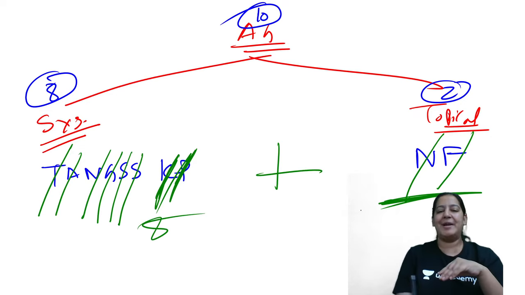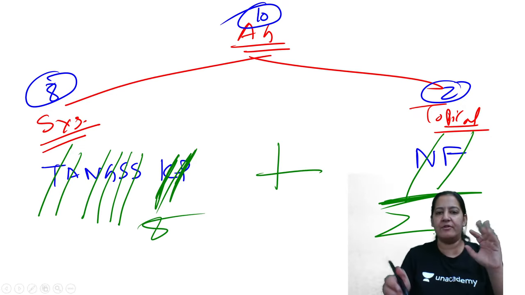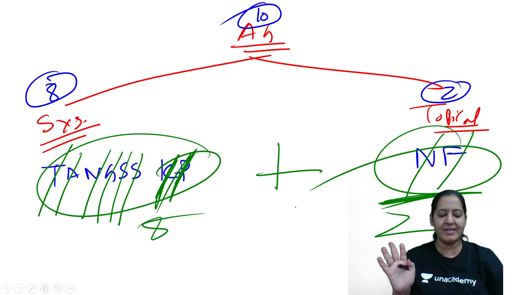So total 10 are there: 8 plus 2. Learn them separately. The 2 mnemonics are in front of you: TANGSKP and NF. So the mnemonic is TANGSKP and NF.